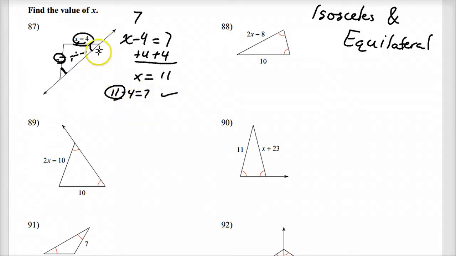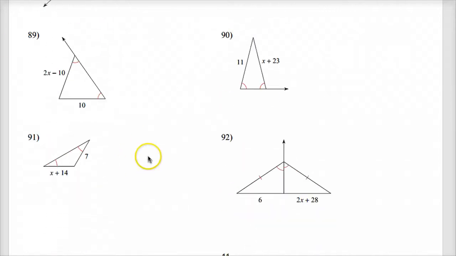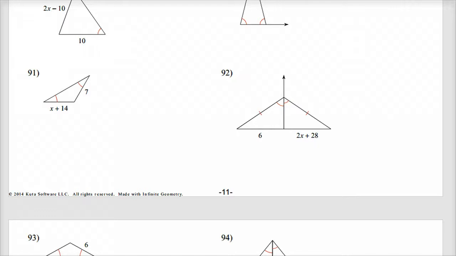So x was 11. All right, let's jump ahead to something a little more complex, like number 92. This one's kind of interesting. We have an angle here, and we have these two congruent pieces. But notice this, we have this overlapping side. So we actually have a set of congruent triangles, meaning that this triangle is congruent to this one. And that means that these two sides down here are the same. So that this side is 6, but so is this side. So that means that 2 times some number, and then you add 28 to it, that equals 6.